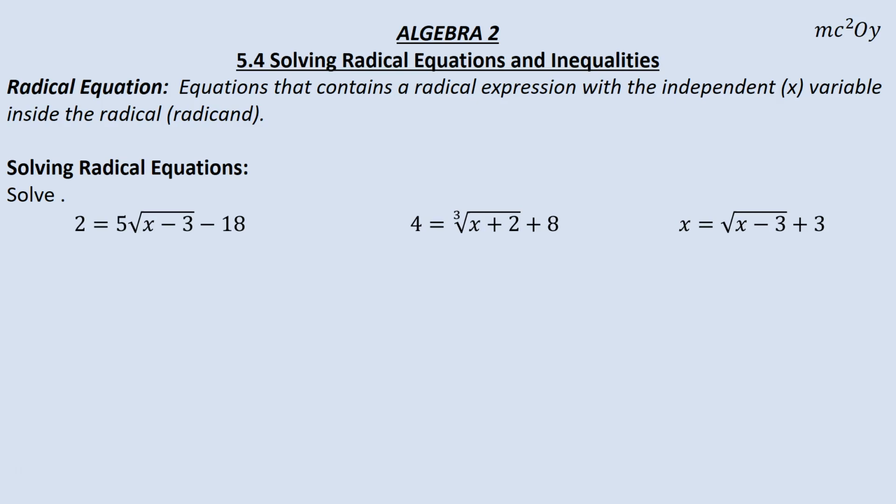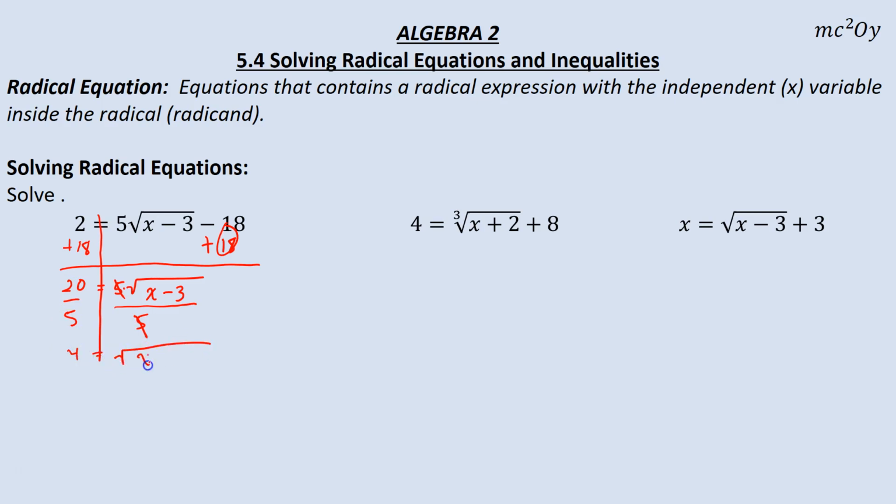So this first one here: 2 equals 5 times the root of x minus 3, all minus 18. I'm just going to separate the equation. I'm going to move everything outside of the radical first to the other side, away from the radical, so add 18 and add 18. I won't show my steps on all of these, but on this first one I will. So 20 is equal to 5 root x minus 3. Since it's multiplying by 5, I'll divide both sides by 5 to undo that. It gives me 4 is equal to the root of x minus 3.